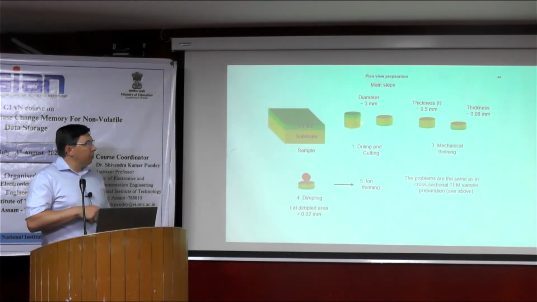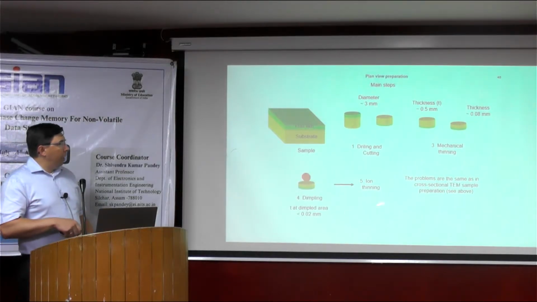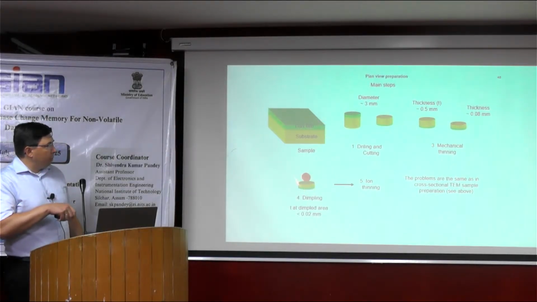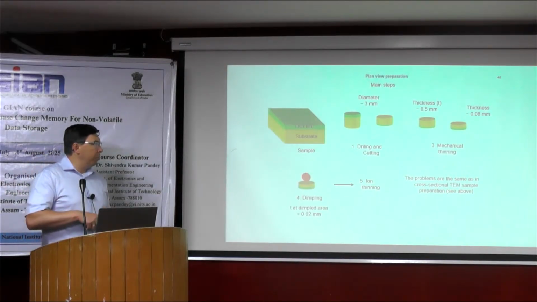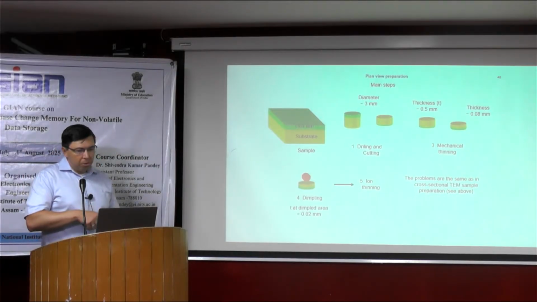So then afterwards you polish your system from the substrate side. Because you're interested in the thin film, you reduce the thickness of the substrate by using mechanical thinning, and then you use the dimpler again, and you dimple from the substrate side to get to the thin film, and then you use ion beam milling as in the previous case. So there are also some problems which are the same as in the cross-sectional milling.